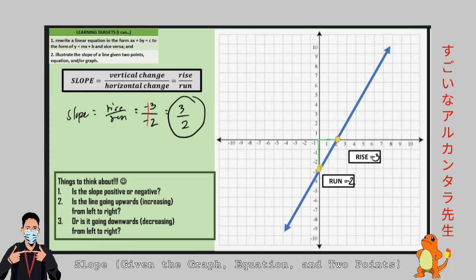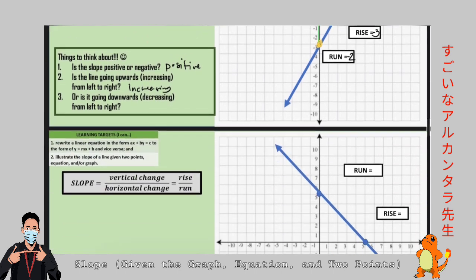Okay? Let's try another one. I'm sorry. Since this is positive, we can easily say that the slope that we have here is indeed increasing because it is a positive slope. So we will summarize that better later.